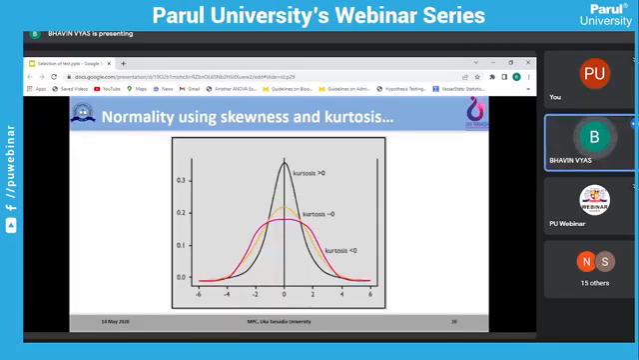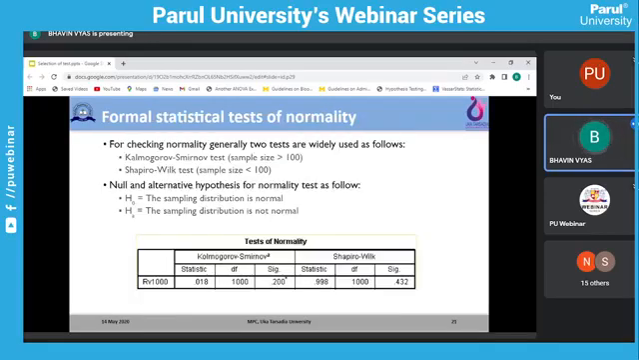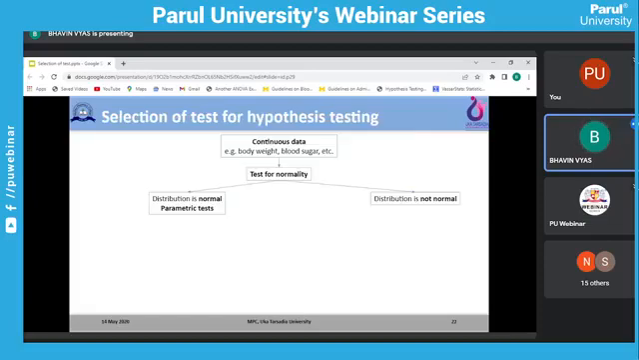So these are ways by which you can check whether normality is there or not, but it is beyond the scope of this webinar. So I'm skipping that slide and directly going to the selection of test. I'll be explaining in two ways. First, I'll explain this way, and then I'll explain by way of how many dependent and how many independent variables there are. This tells what type of data you have collected.